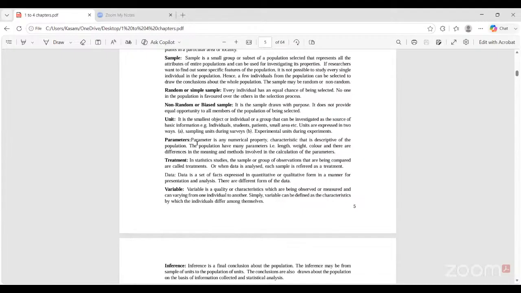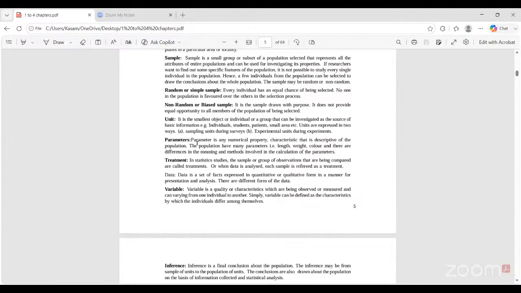What is a unit? The smallest object or individual of the group that can be investigated, the source of the information. What is the unit? Individuals, students, organizations, universities, patients. These are all separate colleges, and this is called one unit. Suppose at Dr. B.R. Ambedkar University, the botany department is one unit, the statistics department is one unit. Am I correct or not? Yes, sir. So that is called a unit.